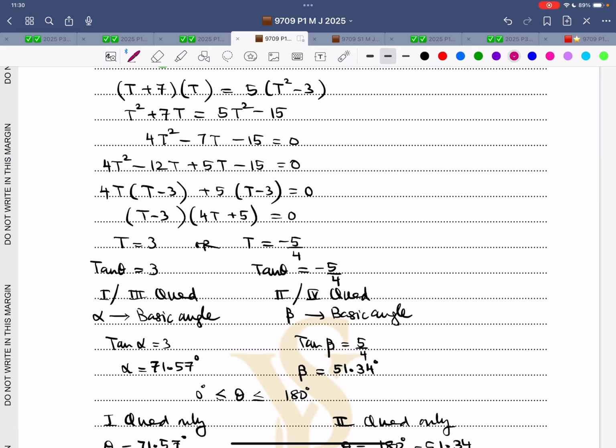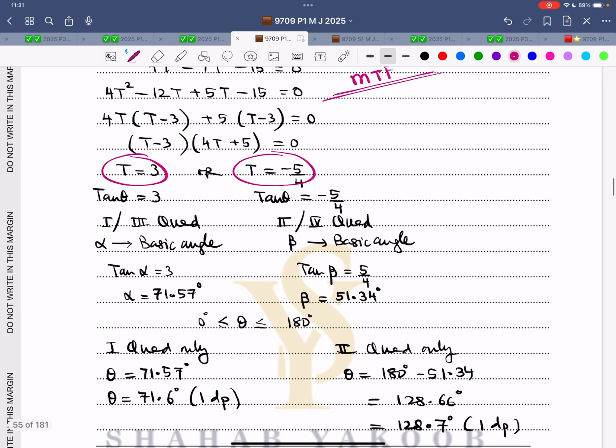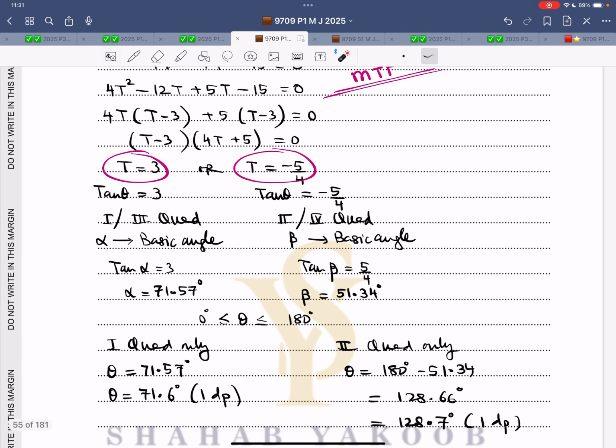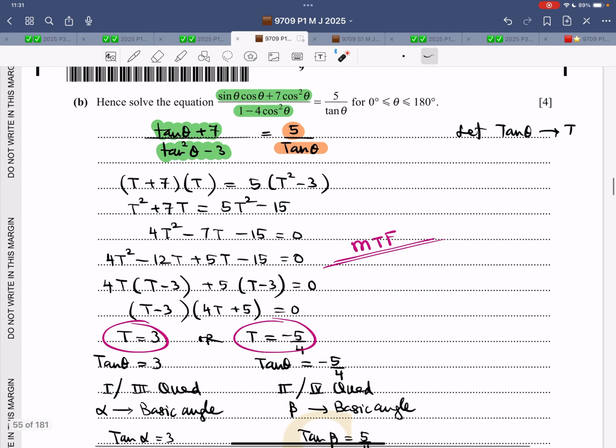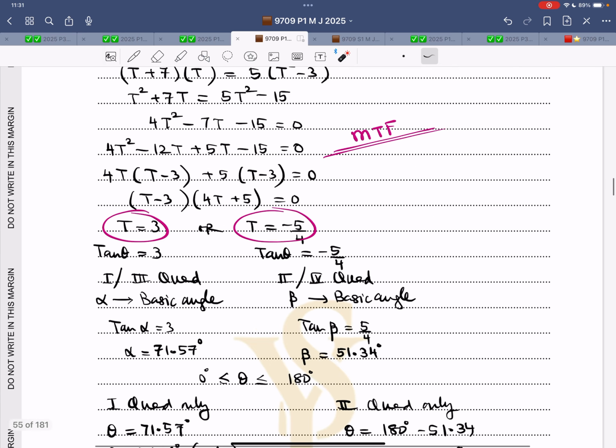So middle term factorization is very, very important. And now we are getting two values, t is equal to 3, t is equal to minus 5 over 4. Now there is no limitation on tangent. Tangent goes from positive infinity till negative infinity. Tangent is positive in the first and third quadrant. Tangent is negative in the second and fourth quadrant. And it's between 0 and 180.